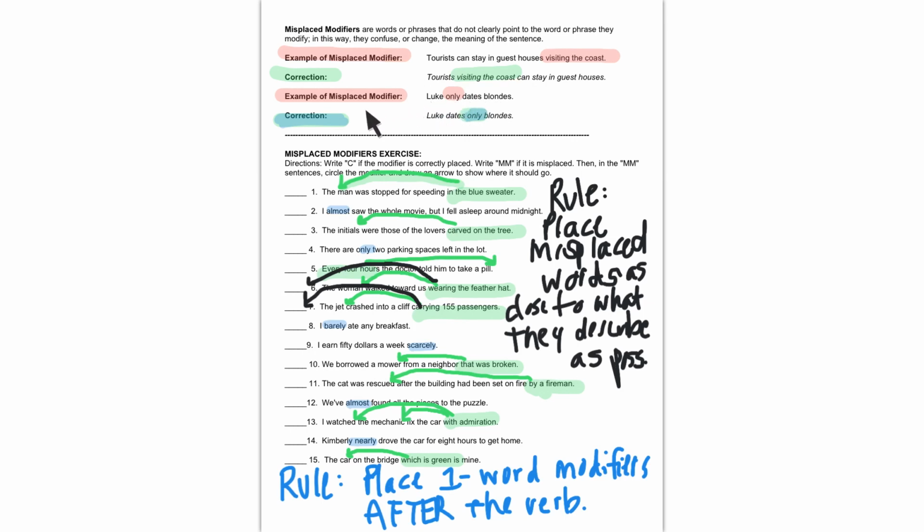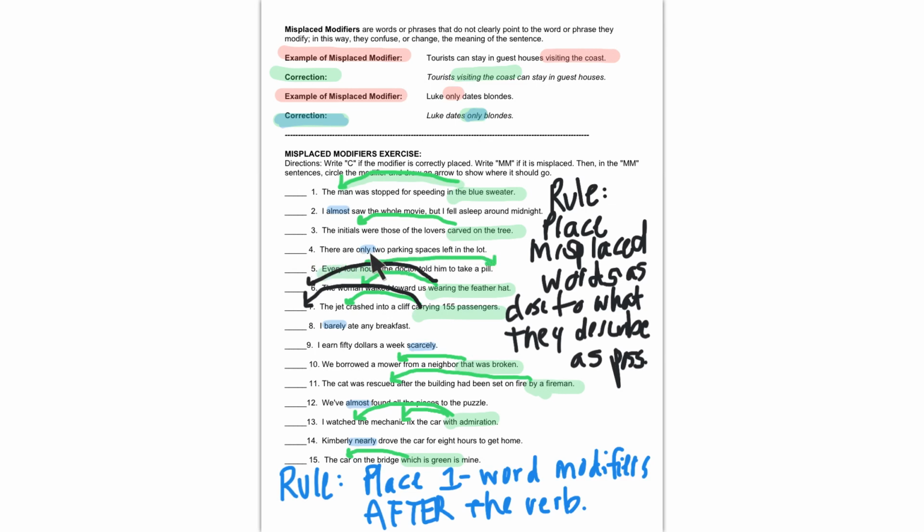If what we really mean is that when Luke dates, Luke has a preference for people with a certain hair color, then we want to put this one-word modifier after the verb. And that's a simple fix in most of these sentences. It wouldn't necessarily be something that we'd have to do in number 4, because number 4 is the sentence that was correct on this page.